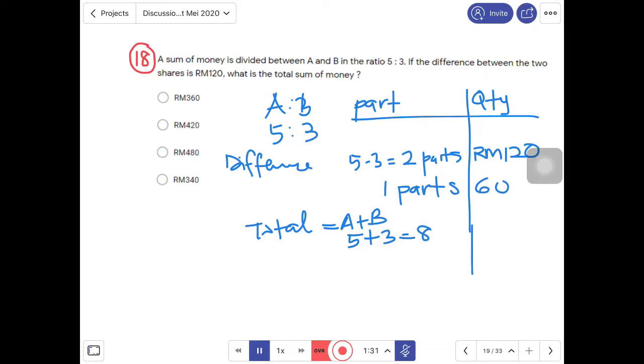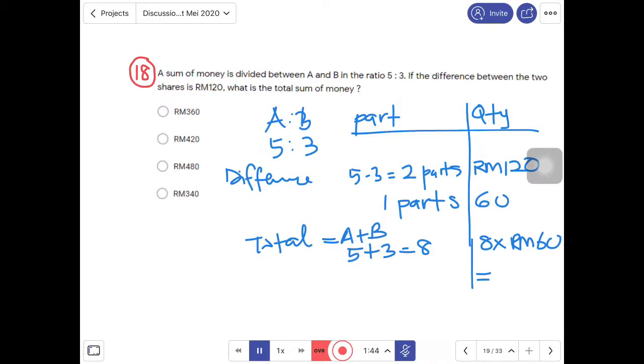And in terms of quantity, we can do 8 multiplied by 60, so equals RM 480.